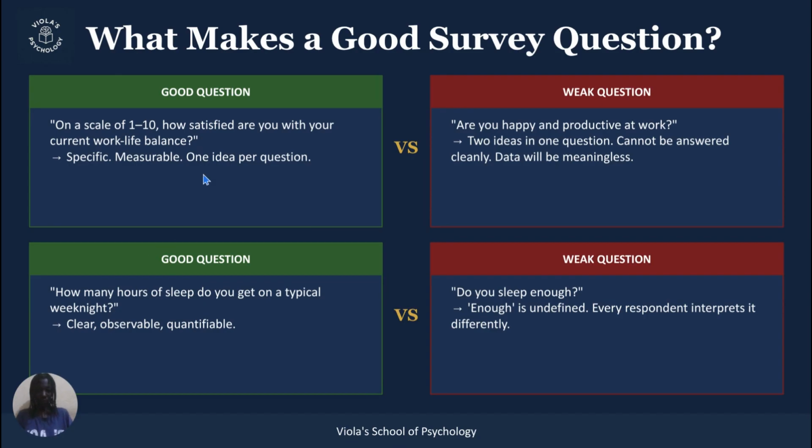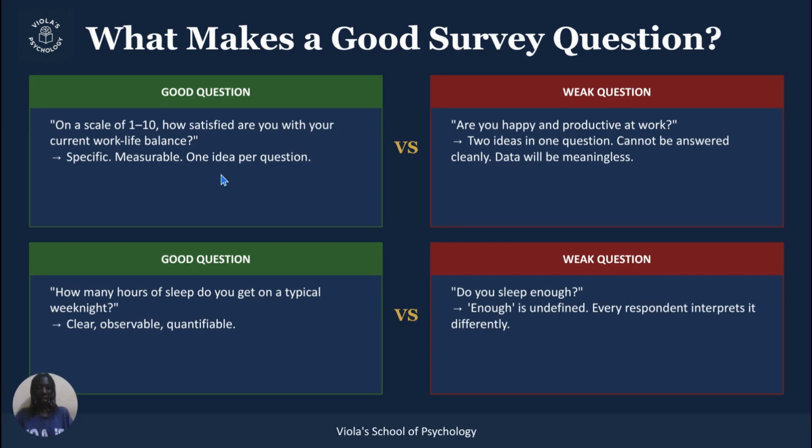Alright, so the instrument, which is survey, is only as good as the questions inside of it. Okay, so a good question, as you can see on my left, the left column, is specific, it is also measurable, it also has just one idea. All right, so it's one idea per question.